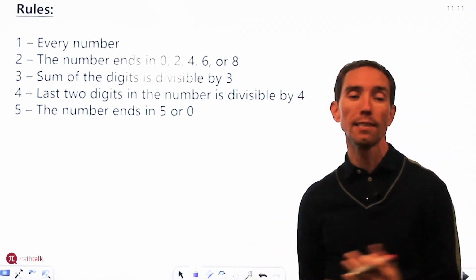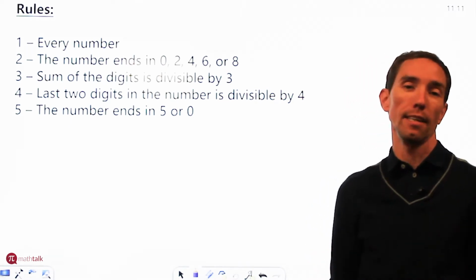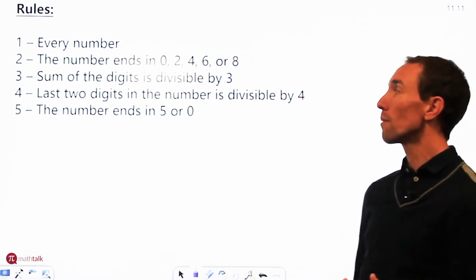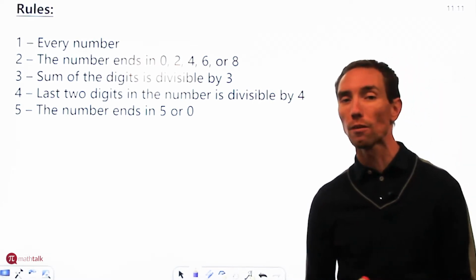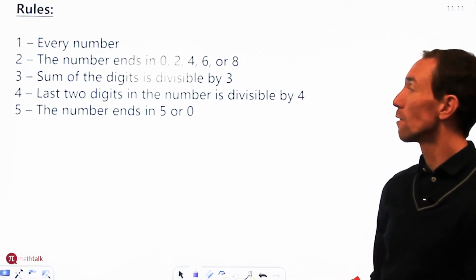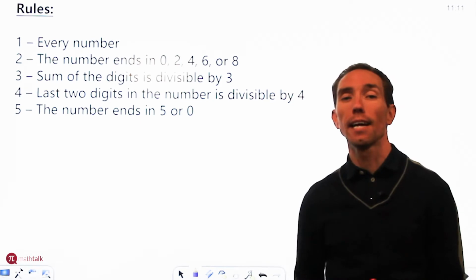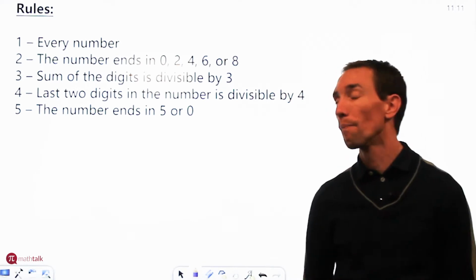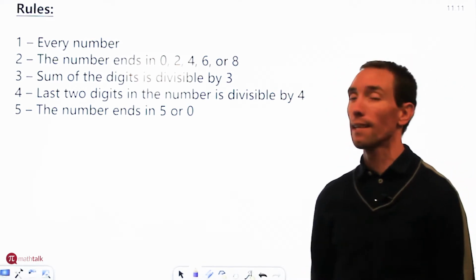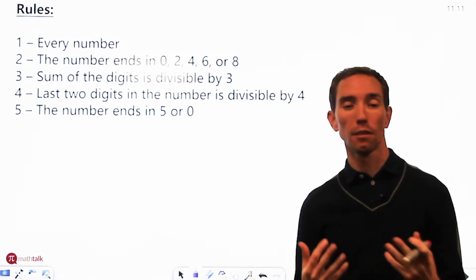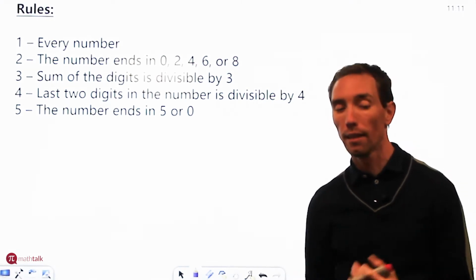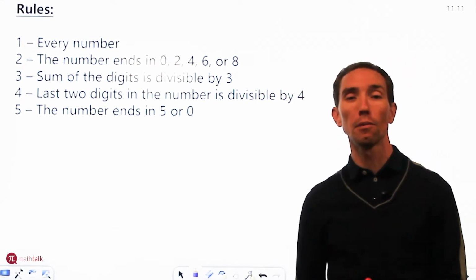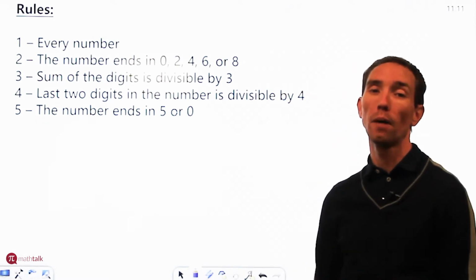The rule for number 1 is easy because every number is divisible by 1. It doesn't actually change the number at all, so every number is divisible by 1. The rule for number 2 is a number is divisible by 2 if it ends in 0, 2, 4, 6, or 8. And the divisibility rule for 3 says a number is divisible by 3 if the sum of its digits is divisible by 3. The rule for 4 says that if the last two digits of your number are divisible by 4, then the number itself is divisible by 4. And then 5 is a pretty easy one. It's basically if your number ends in 5 or 0, then your number is divisible by 5.